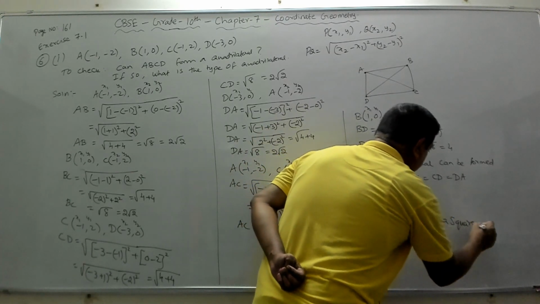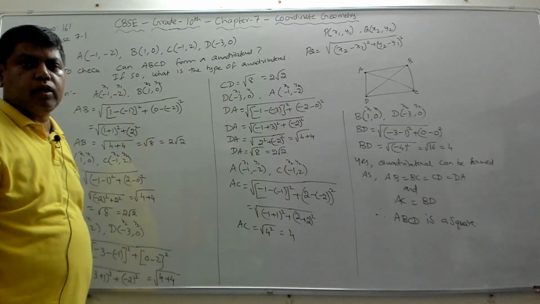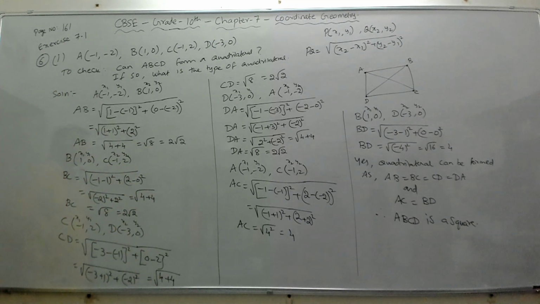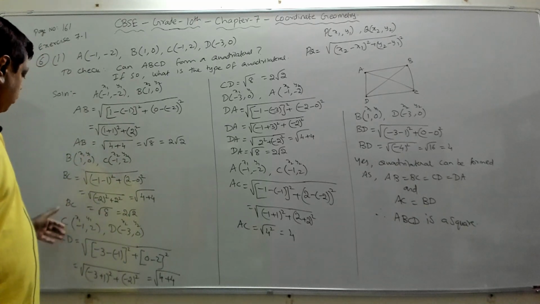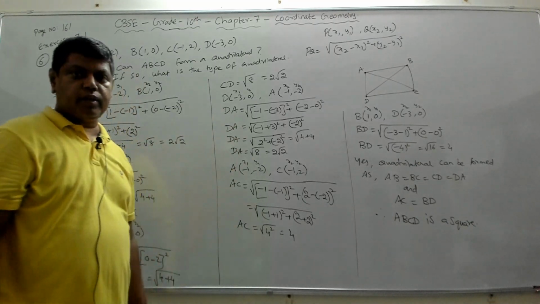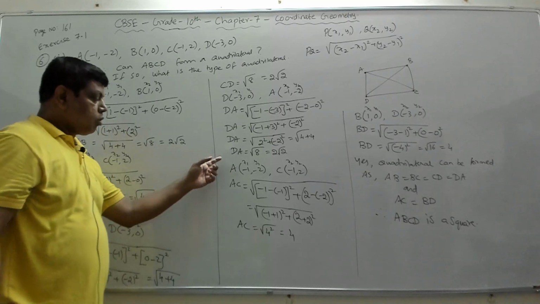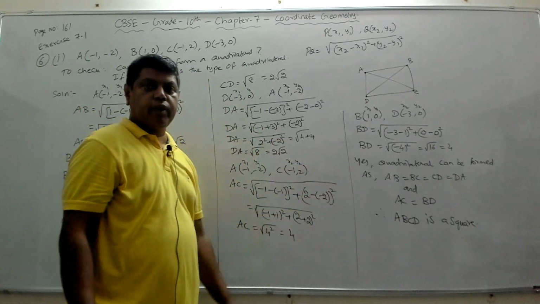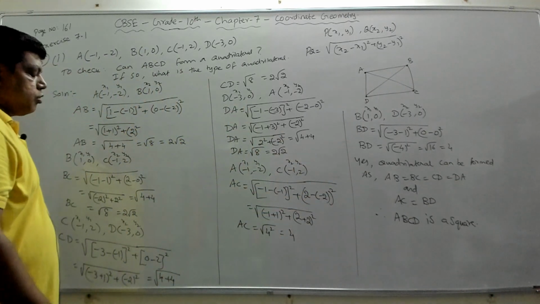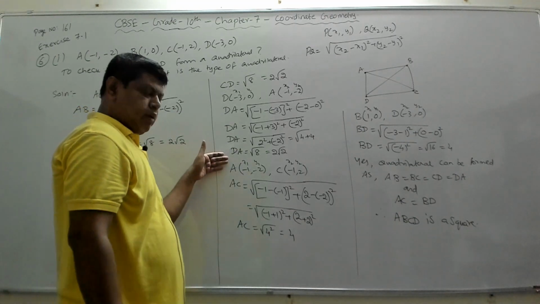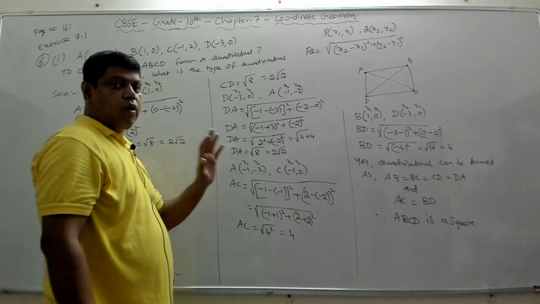The quadrilateral is a square. Therefore, ABCD is a square. Fine. So this is how we check whether it is a quadrilateral. Once all the four sides are equal, then a quadrilateral can be formed. Once the four sides are equal, then a quadrilateral can be formed.